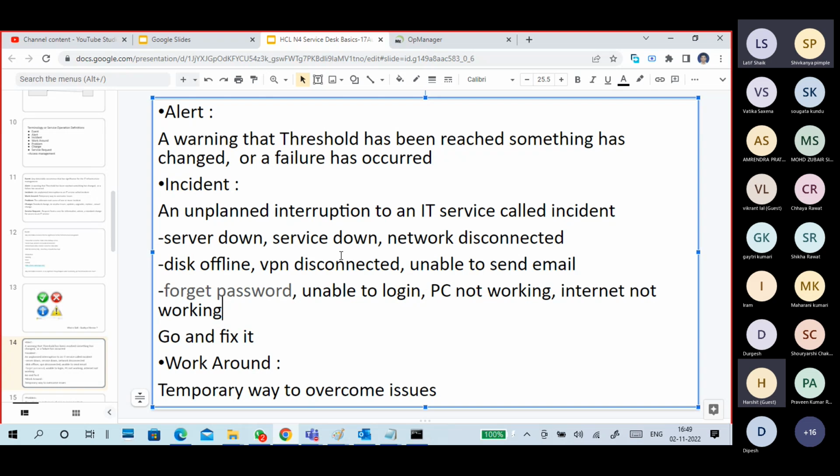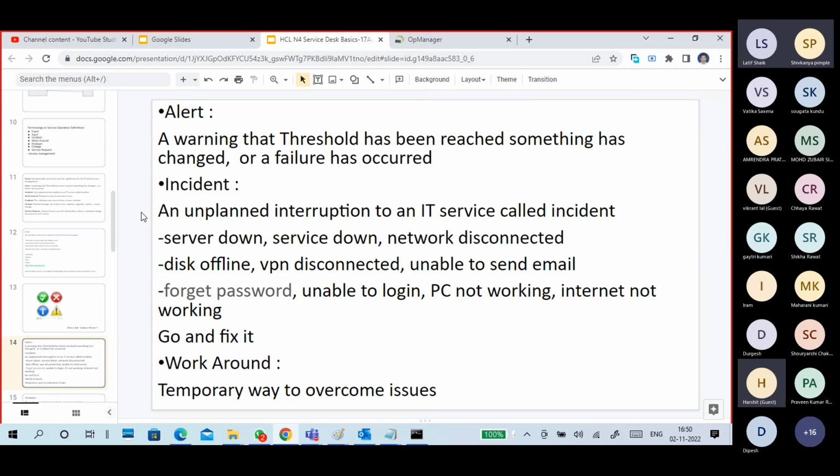Okay, so like this. At any point, an incident occurs, meaning an issue occurs. Understand why the issue occurred, and try to resolve the issue to stop further impact. So we'll go and fix it. It is a temporary fix.